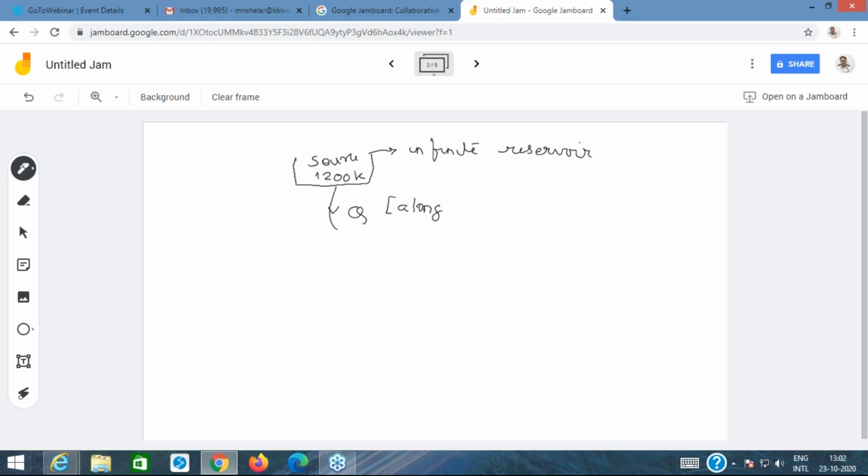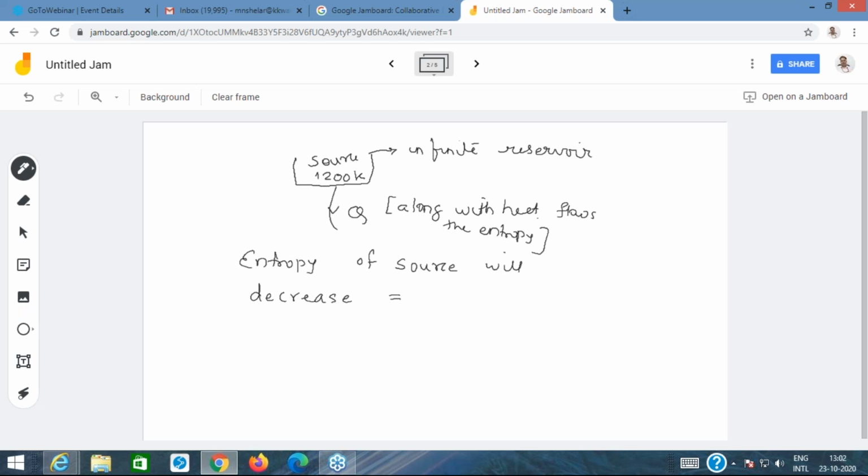Okay, it means that the entropy of the source would decrease, because it is losing the heat. The source is losing the heat, right? So calculate the entropy of the source. How to calculate the entropy of the source?